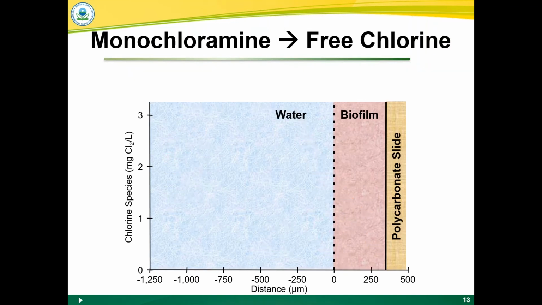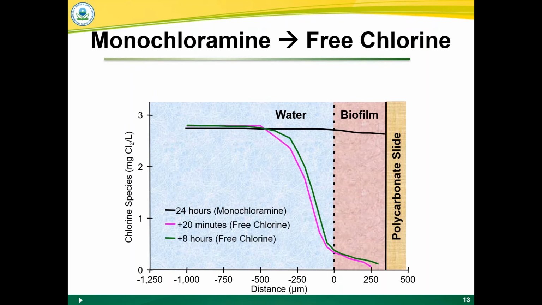Then we took a biofilm that we had completely exposed to monochloramine and then exposed it to free chlorine. So we did the monochloramine and free chlorine back to back on the same biofilm. After 24 hours, we had completely penetrated the biofilm with monochloramine, the horizontal line I'm showing here. And then we started adding free chlorine to see what would happen in this case.